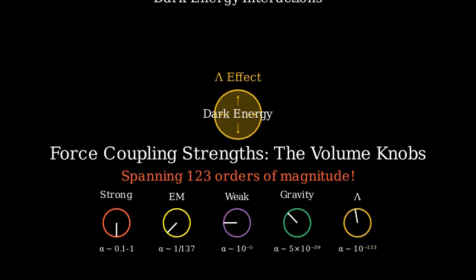Finally, the cosmological constant has a strength of about 10 to the negative 123, mind-bogglingly small. Yet it drives the universe's expansion because it acts uniformly across vast cosmic distances.